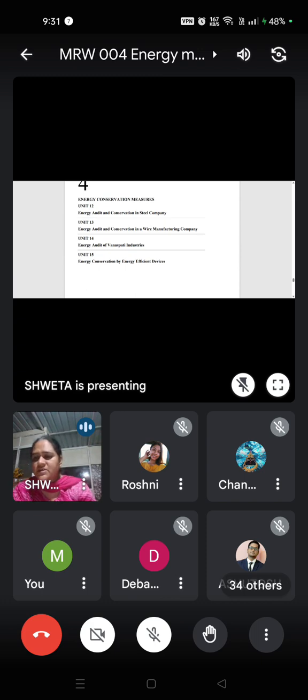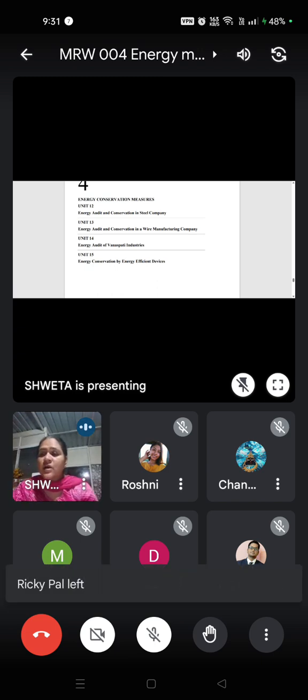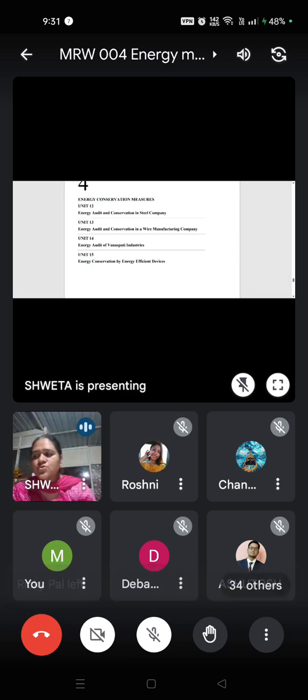Then how could energy conservation be done? By energy efficient devices. Bulbs are there, regulators are there. When should one use AC, when should one use desert coolers, then the concept of evaporative cooling, etc. will be there, and how to calculate payback. These things will be discussed in between units 12, 13 and 14. So the last unit will be energy conservation by energy efficient devices.